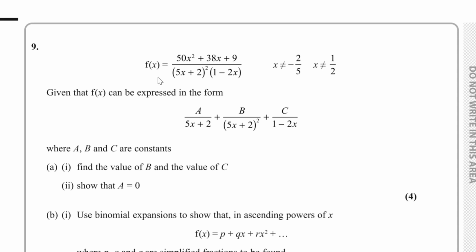Question number 9. f of x is equal to 50x squared plus 38x plus 9 over (5x plus 2) all squared lots of (1 minus 2x), where x doesn't equal minus 2/5 and x doesn't equal 1/2. And given that f of x can be expressed in the form a over 5x plus 2 plus b over (5x plus 2) all squared plus c over 1 minus 2x, where a, b and c are constants, for part A we have to find the value of b and the value of c and show that a is equal to 0.